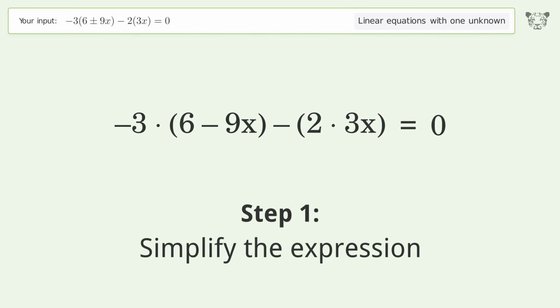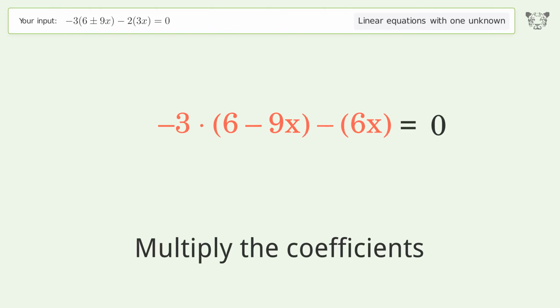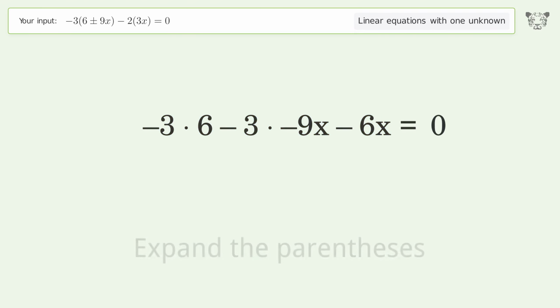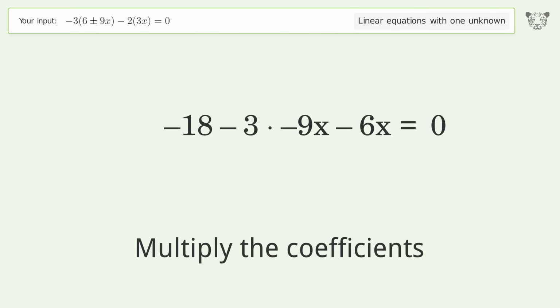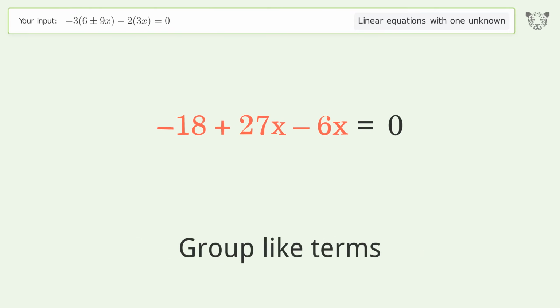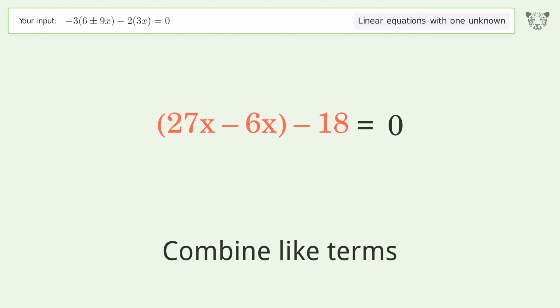Simplify the expression. Multiply the coefficients. Expand the parentheses. Simplify the arithmetic. Multiply the coefficients. Group like terms. Combine like terms.